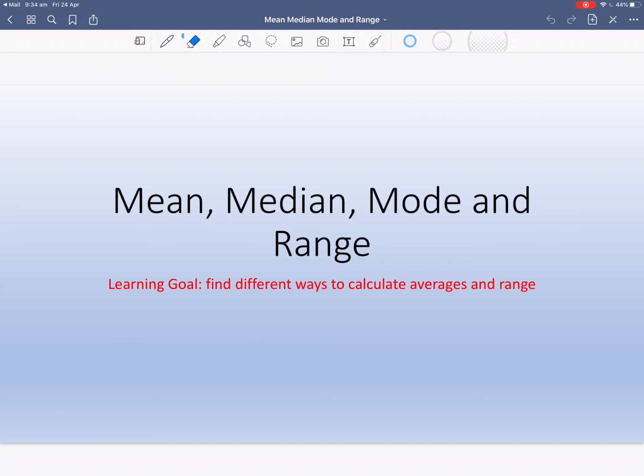We'll be looking at mean, median, mode, and range. Now, this is something that is really important. I ask these same questions when I talk to my Year 12s and things like that. So wherever you are in your journey of high school, it's really, really important, okay? So the learning goal is to find different ways to calculate averages.